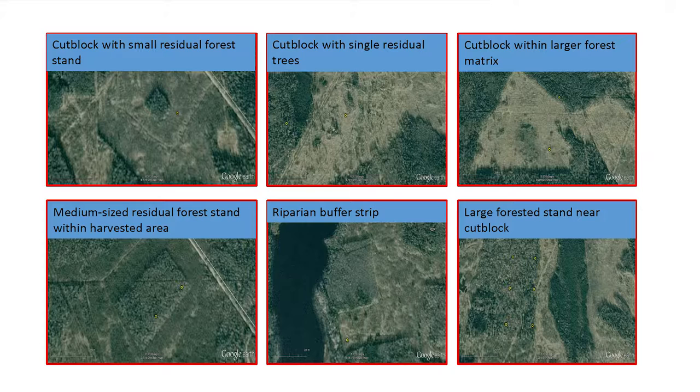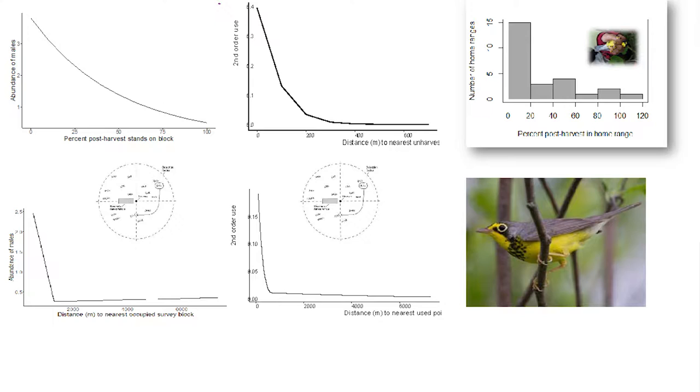So we set up all kinds of combinations of things to look at, like small residual patches, single residual trees, a cut block with a larger forest matrix, a big forested stand by a cut block, riparian buffer strips, medium-sized residuals, et cetera, et cetera. But the big take-home of her thesis was very interesting. The major driver: the Canada warbler does not like harvesting. In some ways, but in other ways it kind of does.